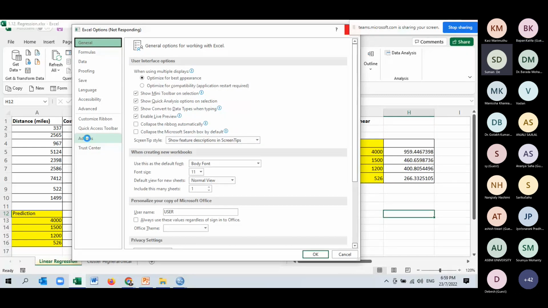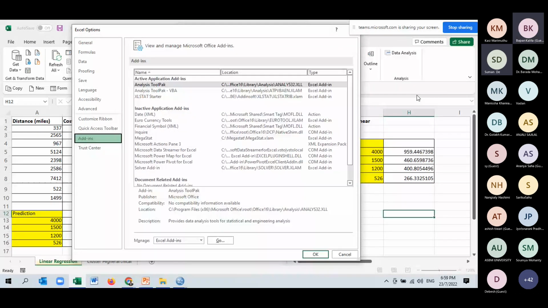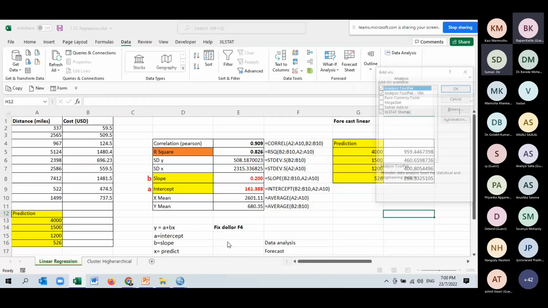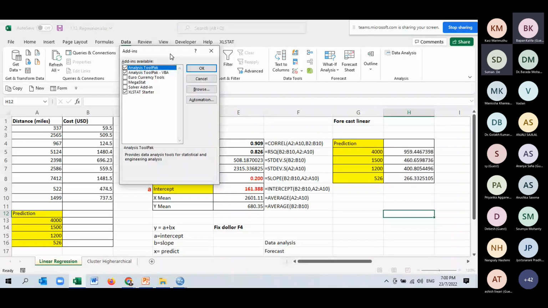When you click Add-ins, on your right side you get some applications: Analysis ToolPak. When you get this, just click Go at the bottom, Manage Excel Add-ins. That is Go. Click Analysis ToolPak, wherein the particular row will be selected. The row will be blue color. Then click Go. You will get another window like this, Add-ins.